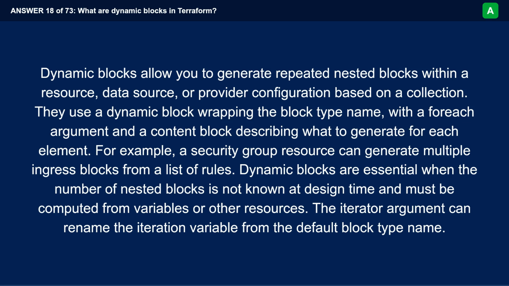For example, a security group resource can generate multiple ingress blocks from a list of rules. Dynamic blocks are essential when the number of nested blocks is not known at design time and must be computed from variables or other resources. The iterator argument can rename the iteration variable from the default block type name.